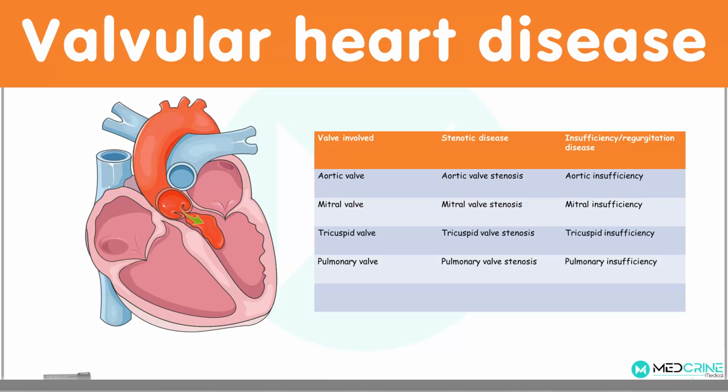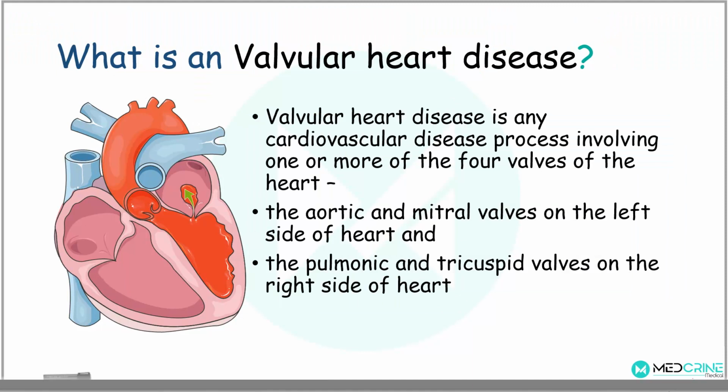Today we shall be looking at the valvular heart diseases. To start with, valvular heart diseases are any cardiovascular disease processes that involve one or more of the four valves of the heart. Normally, your heart has four valves: the aortic and mitral valves, which are located on the left side of the heart, and the pulmonic and tricuspid valves, which are located on the right side of the heart.